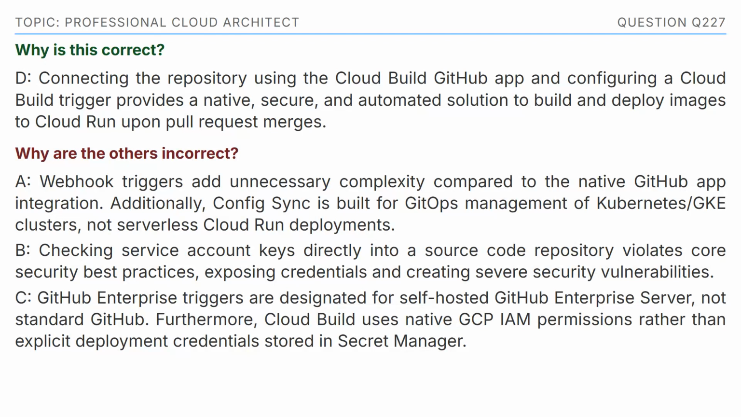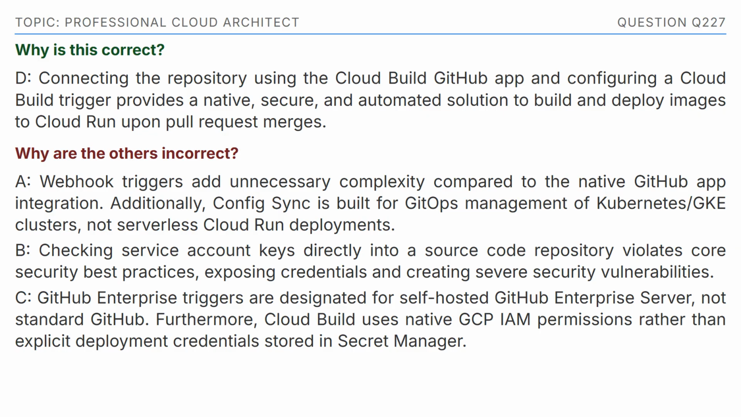Why is this correct? D. Connecting the repository using the Cloud Build GitHub app and configuring a Cloud Build trigger provides a native, secure, and automated solution to build and deploy images to Cloud Run upon pull request merges. Why are the others incorrect? A. Webhook triggers add unnecessary complexity compared to the native GitHub app integration. Additionally, Config Sync is built for GitOps management of Kubernetes/GKE clusters, not serverless Cloud Run deployments.